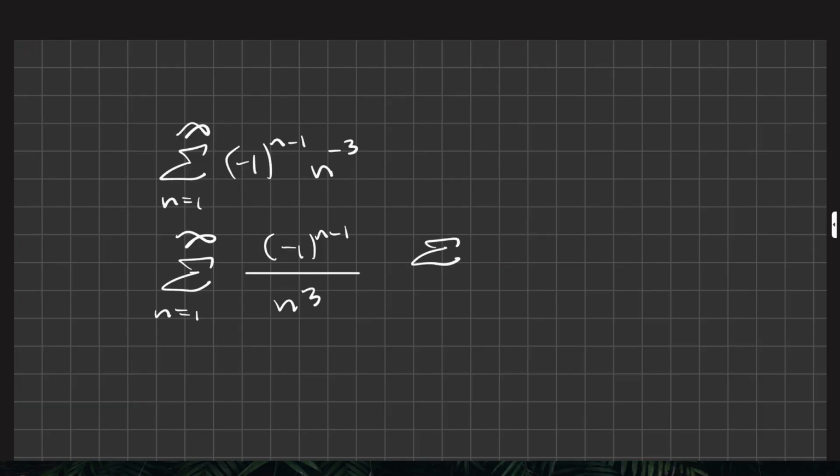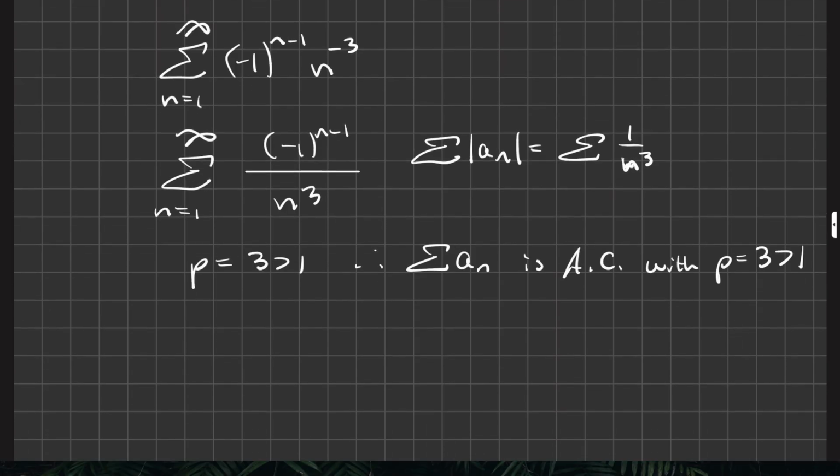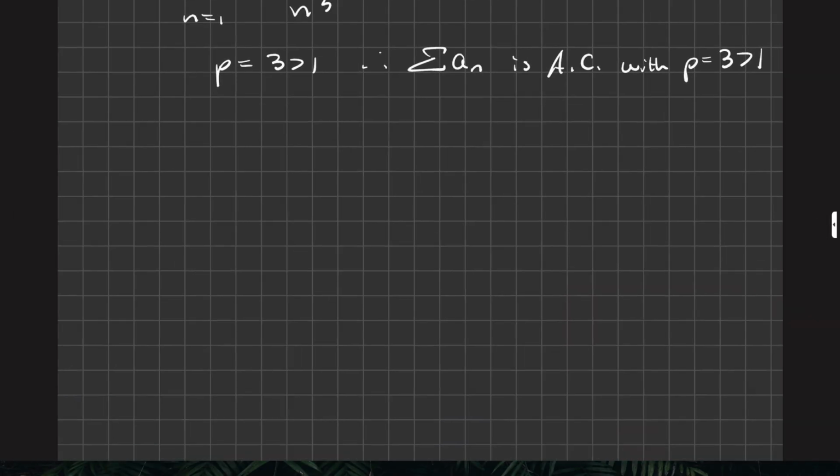I know that the absolute value is just this series, 1 over n cubed, and p equals 3, which is greater than 1. So this series is absolutely convergent by the p-series test. So a sub n is absolutely convergent with p equal to 3. Very straightforward problem. Okay, now let's look at one that sort of requires just making a little argument.